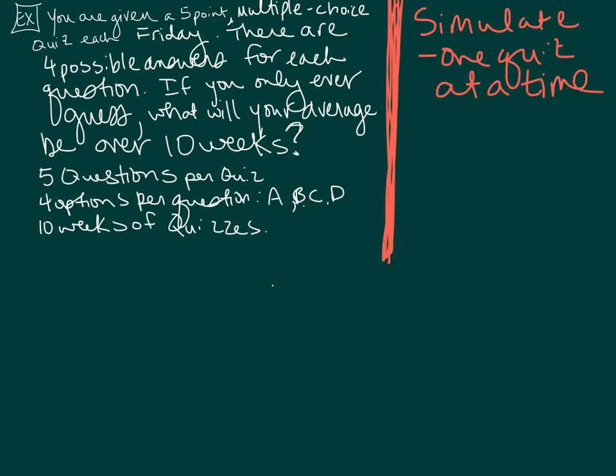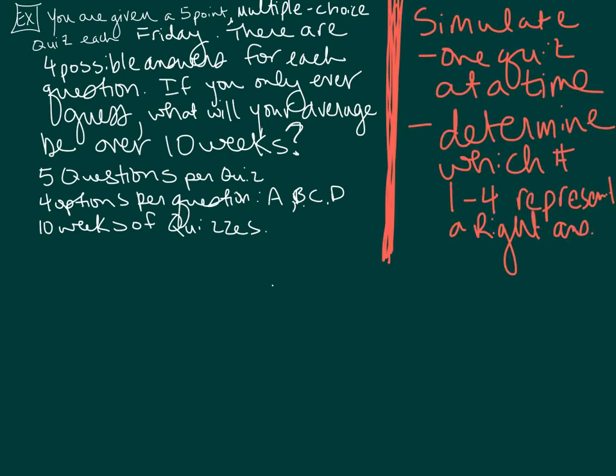So we want to just simulate one quiz at a time. And we want to determine which number 1 through 4 represents a right answer. Usually the appearance of a 1 means that problem is correct, and anything else means it's not correct. And then we'll repeat that 10 times.